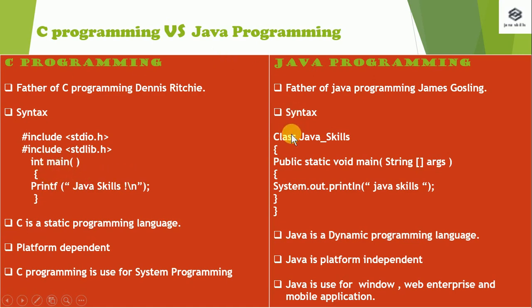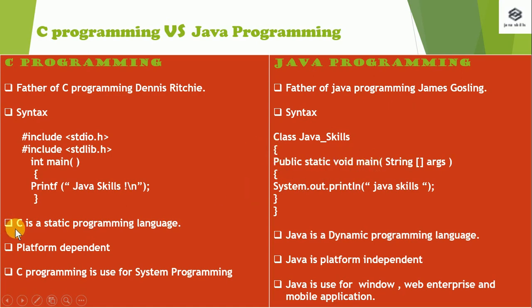And in case of Java syntax, class JavaSkill. As we know, Java is a class-based language. Whatever we have to write, we write within a class. So public static void main(String[] args) and System.out.println("Java Skill"). Don't worry about this public static void. I will explain in the next video.